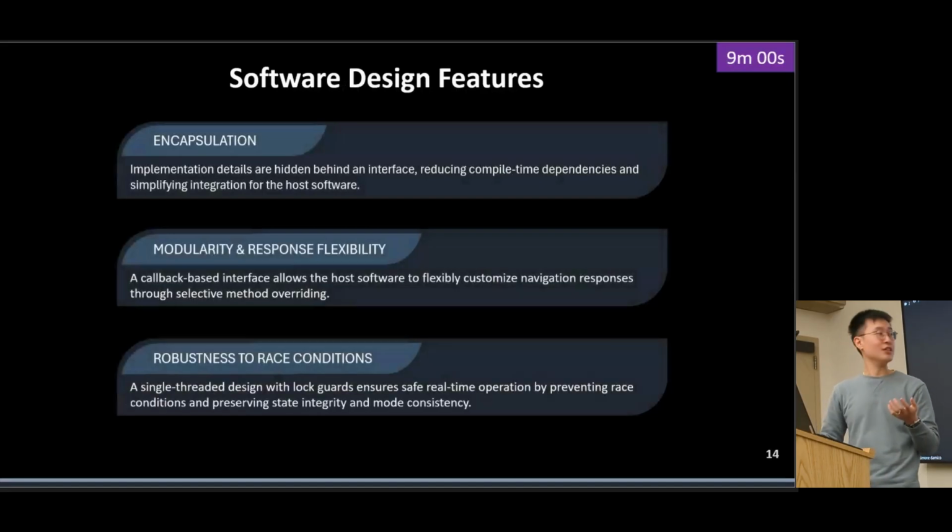To highlight a few key features of this software design, first of all, implementation details are hidden behind a clean header file for encapsulation purposes, and this simplifies integration and reduces compile time dependencies for anyone looking to integrate navigation within a wider GNC. Second, the callback-based design allows not only for ease of integration, but it allows the host to customize its response logic whenever a callback is made from navigation. Third, race conditions are prevented using only a single thread with lock guards, and this helps to preserve state integrity throughout flight.